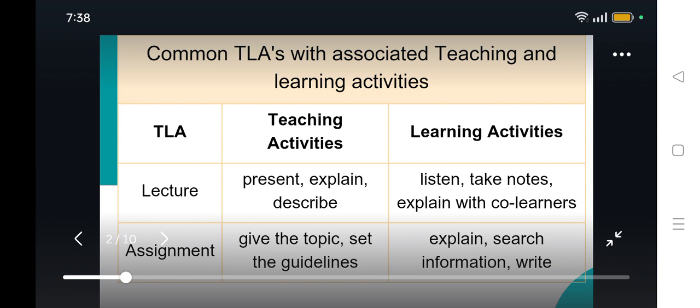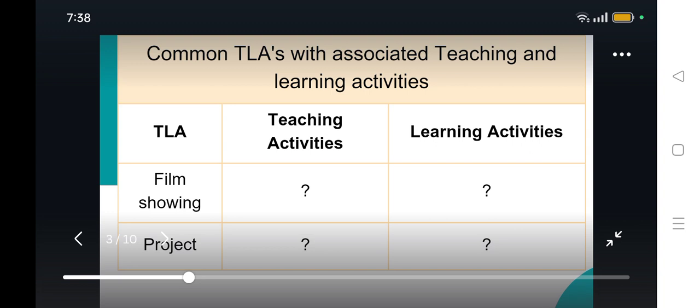They may be taking notes. They might be explaining with co-learners in groups or in pairs. And for the assignment, possible activities could be give the topic, set the guidelines. So these are what the teachers should be doing. And then for the learning activities, while the teacher gives the topic and sets the guidelines, the students might be required to explain, search information, and do some writing.